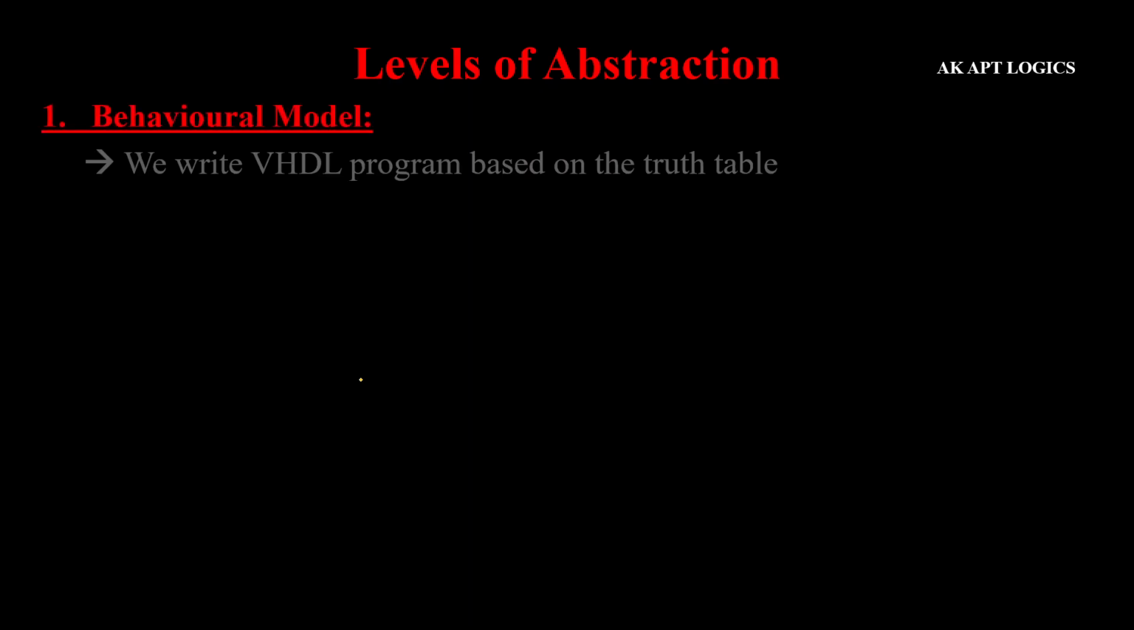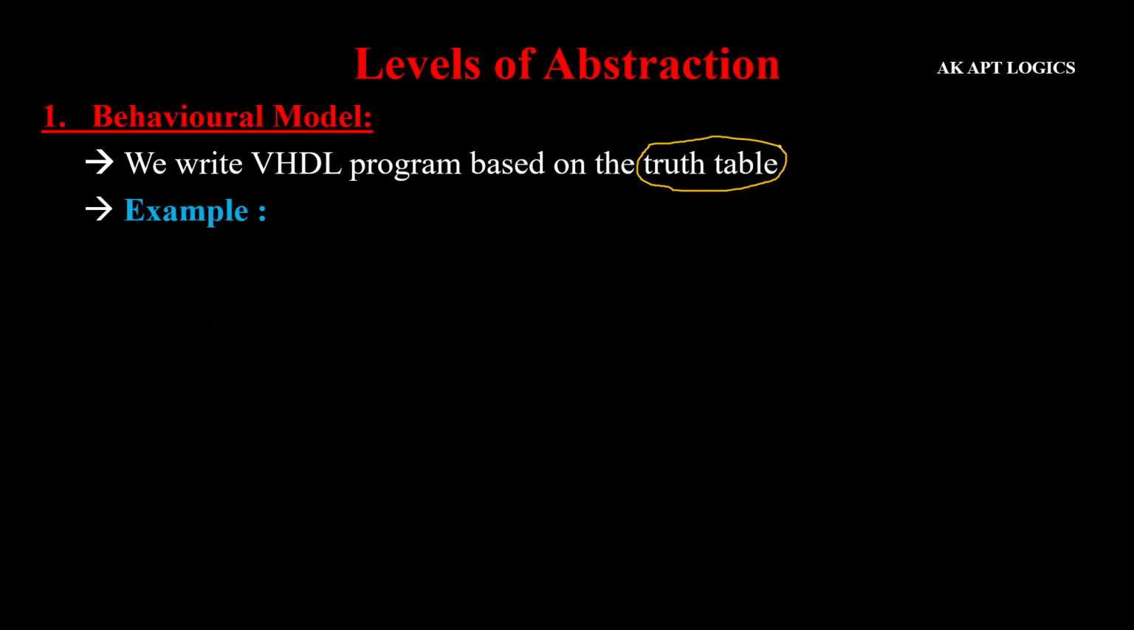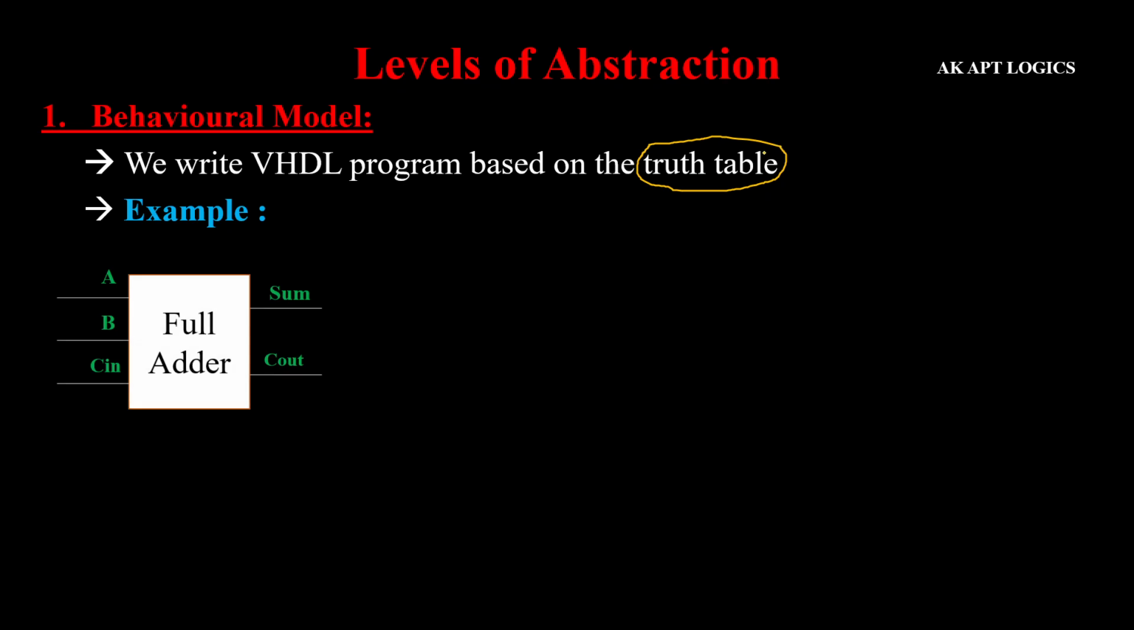So in the levels of abstraction, the first type is the behavioral model. We write the VHDL program based on the truth table of the design. For example, if we are designing a half adder, we take the half adder truth table, and then we write the code for the half adder in the architecture using this truth table.